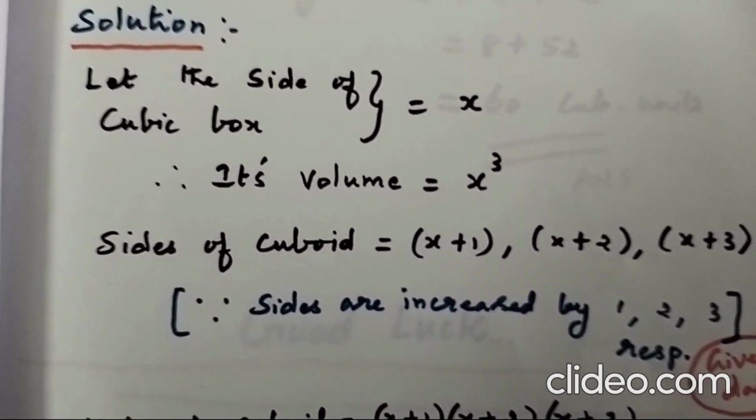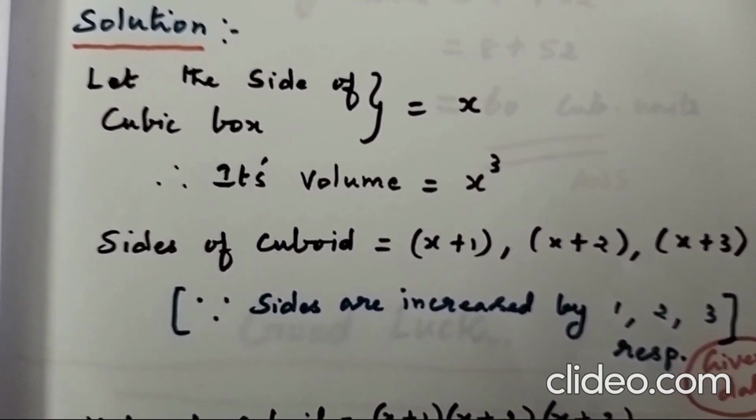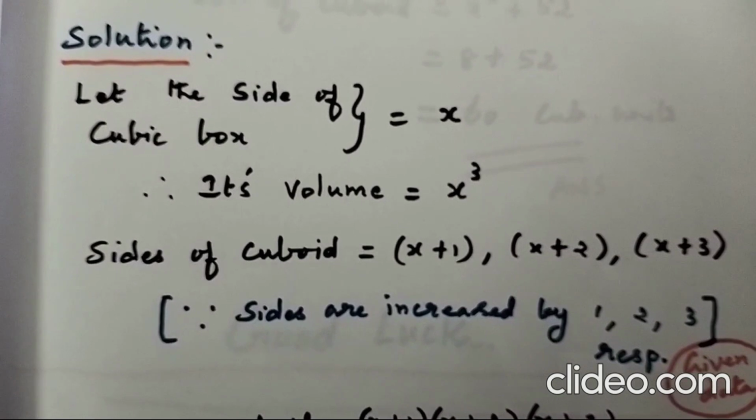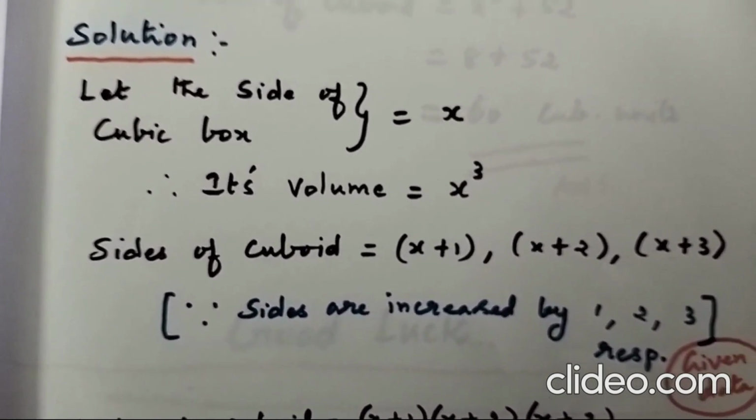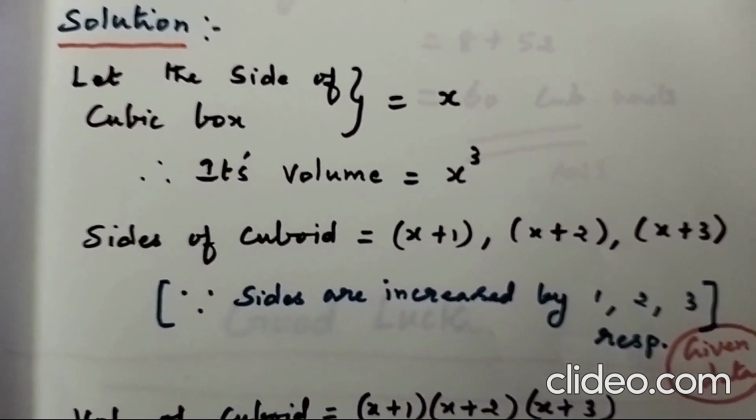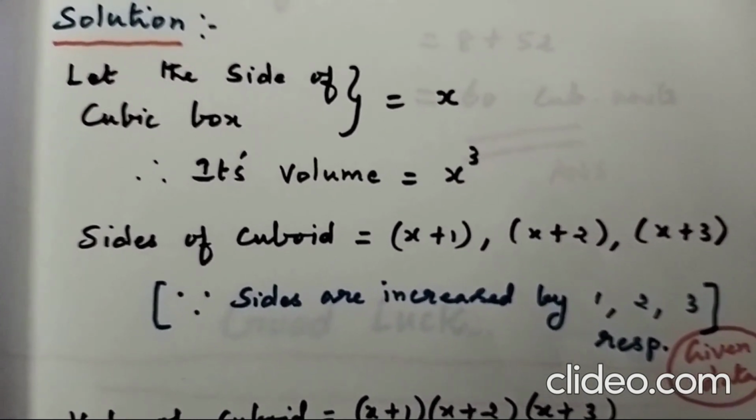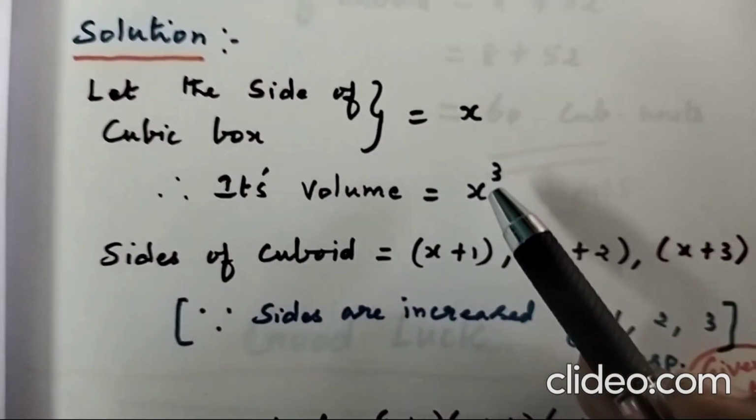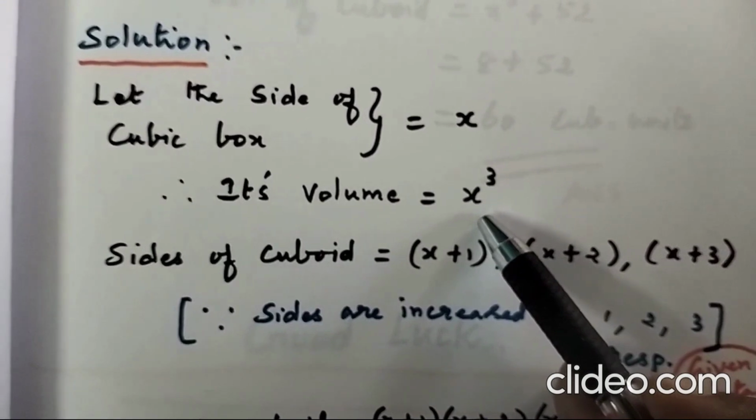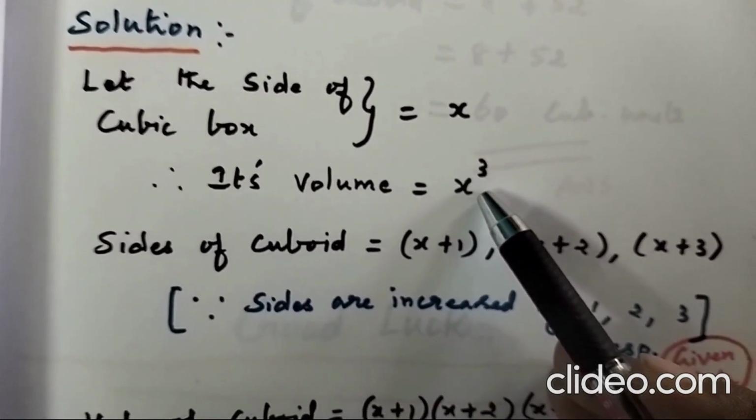In this regard, we assume let the side of the cubic box is equal to x, because we are given two objects, one is cube, other one is cuboid. Therefore, what is the volume of the cube? x cube. Yes, it is correct, x cube. That's why it is given here. If the side is x, the volume of the cube is x cube, because side into side into side.